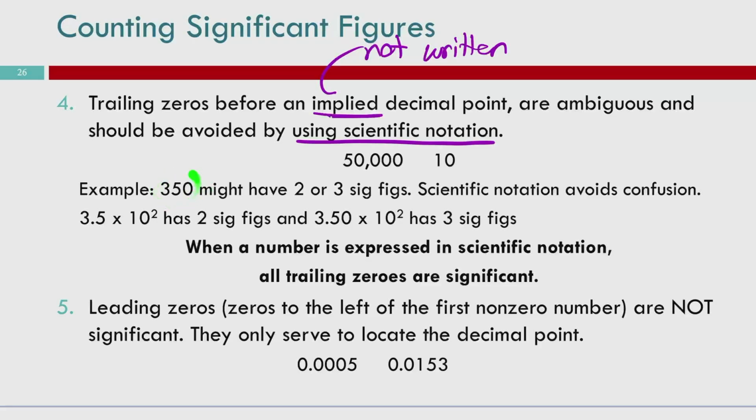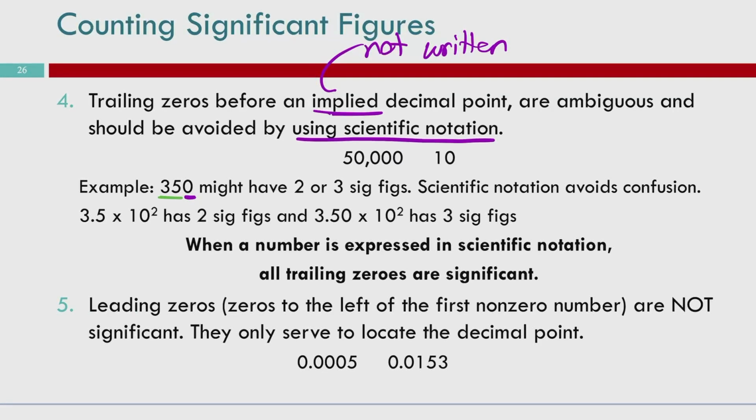So an example of this, 350 definitely has 2 significant figures because the 3 and the 5 are non-zeros. And then we've got this ambiguous 0. Is it significant? Is it not significant? There's no written decimal point, so we can't be sure. So if it's got 2 significant figures, we would convert it to scientific notation. No trailing 0. 3.5 times 10 to the 2. Just 2 significant figures. For sig figs, we're always just looking at the decimal part.